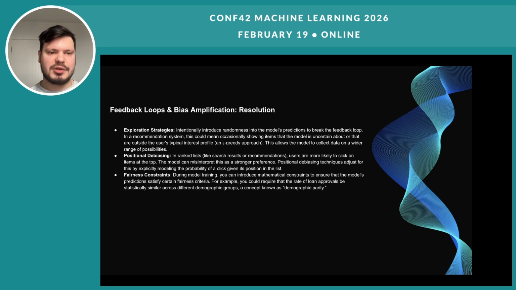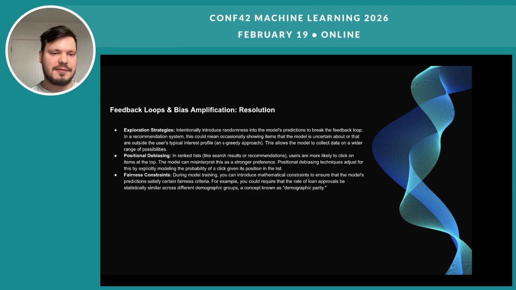The next one is positional debiasing. When we talk about recommendation systems, they usually return a ranked list, where the higher elements usually have a higher probability that the user will click on them or like them. And the model can misinterpret it as a stronger preference. So that's where we want to add some positional debiasing techniques, telling the model about the position of the item in a recommended list.